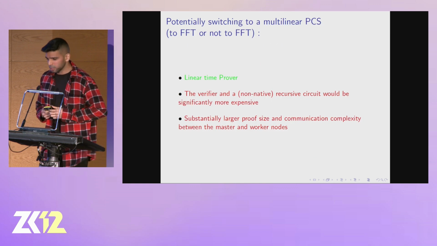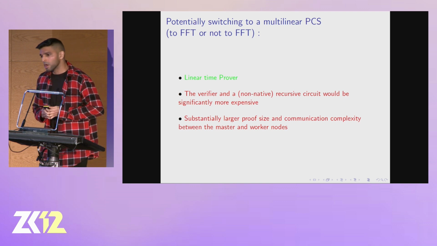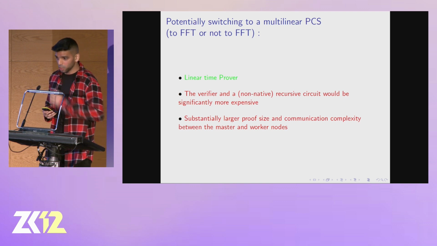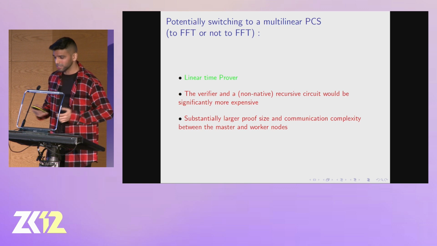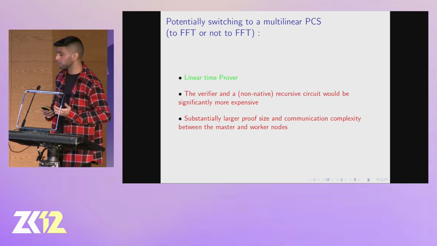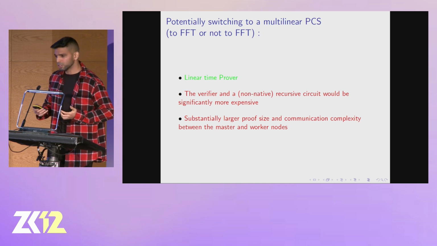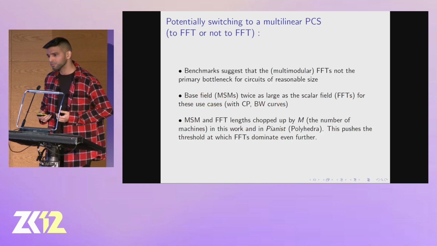So one thing I wanted to touch upon is maybe switching to a multilinear PCS. So let me say the obvious first. You would have a linear time prover asymptotically, which is great. The downside, of course, is that the verification time gets worse, and so the non-native recursion would get worse. And of course, the proof size is larger, as is the communication complexity as a result.